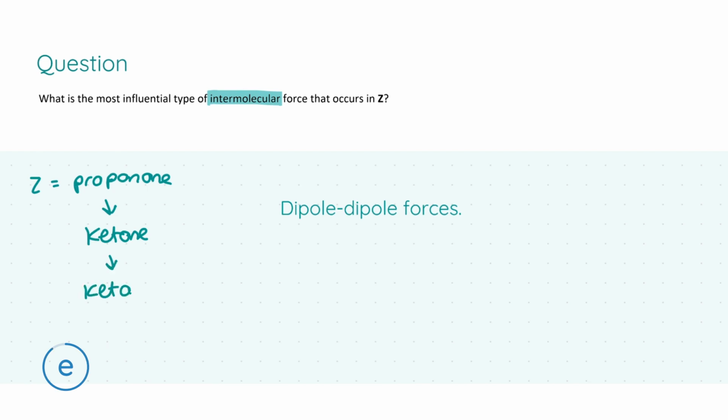Why are ketones polar? They're polar because of the carbon to oxygen double bond. So because they're polar, they're going to have dipole-dipole forces. And that will give you 3 marks.